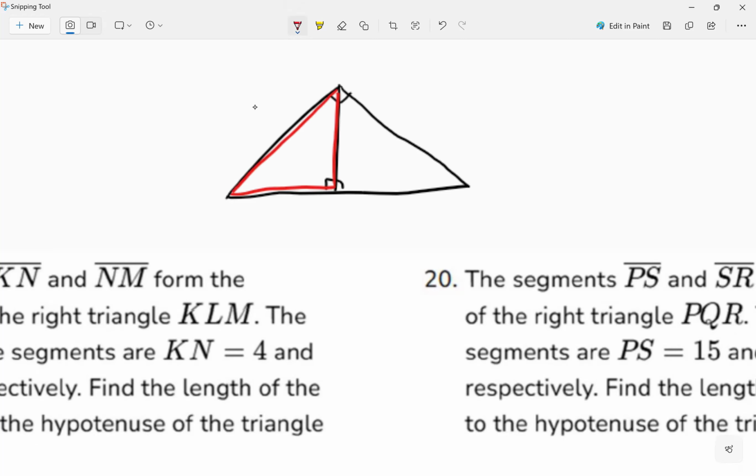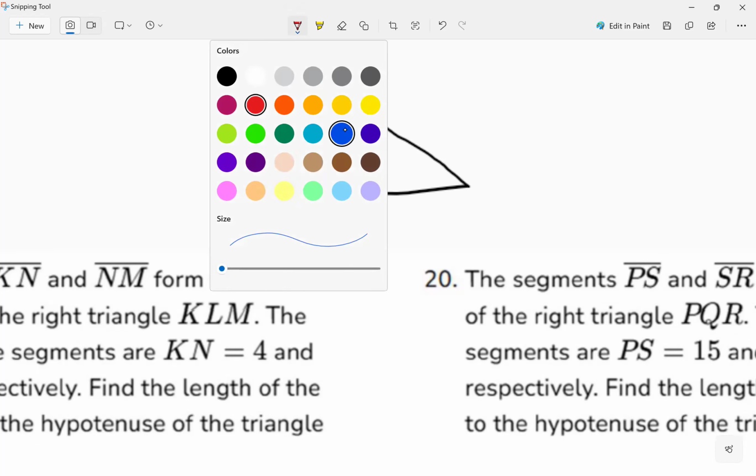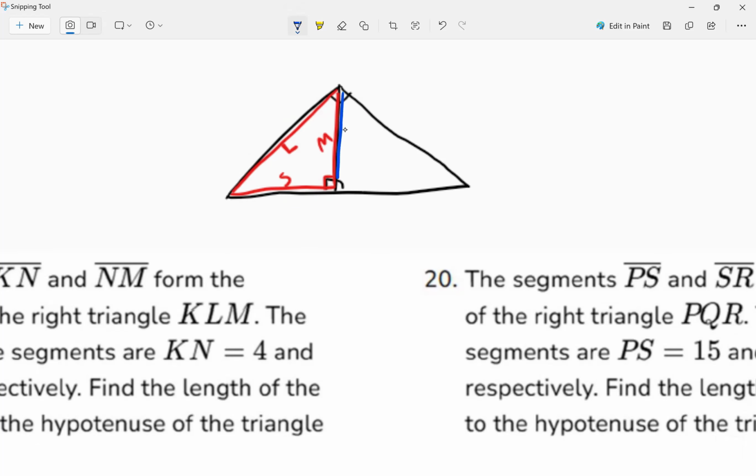So looking at this small triangle, let me label my sides as small, medium, and large, like the three sides have different measurements. The large side is always away from the 90 degrees, so that's the large side. The small side will be here, and the medium side will be here. On another triangle, the one highlighted in blue, this will be the small side, this will be the medium side, and this will be the large side.